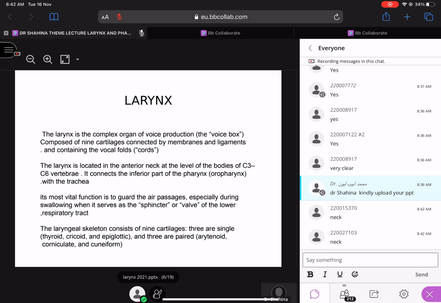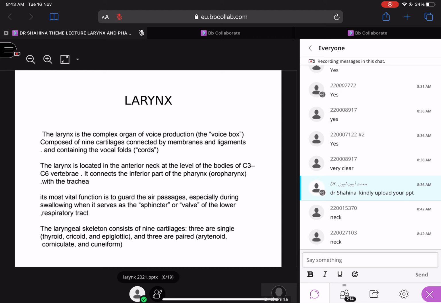So if you see the extent posteriorly, it corresponds with the 3rd to 6th cervical vertebrae. Okay, and in children it will be at a slightly higher position, as well as in females, it will be a little higher in position. Then what about the size? What is the size of it?